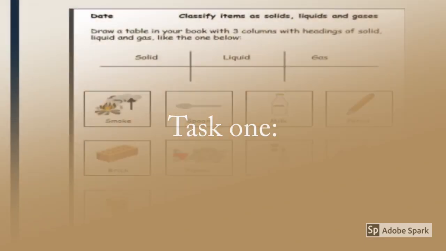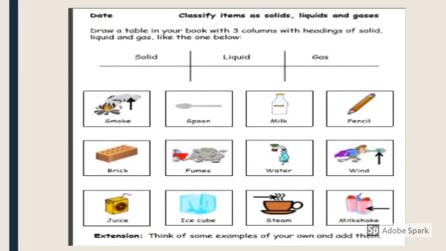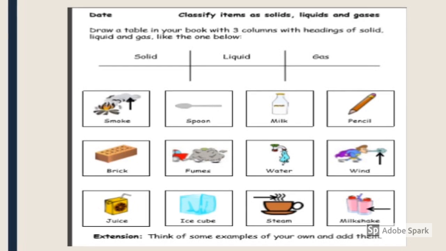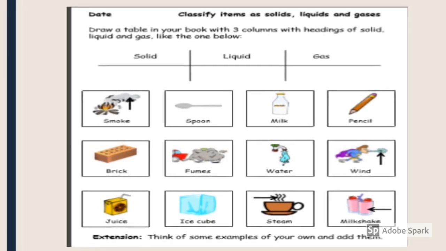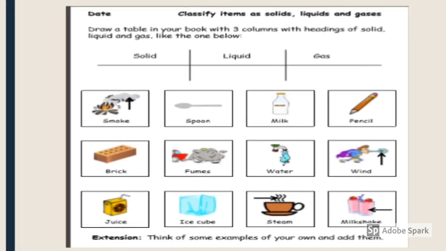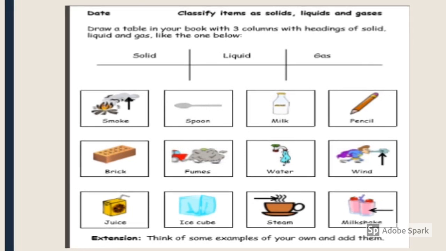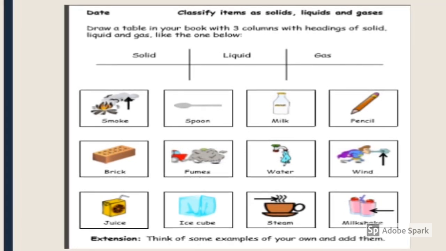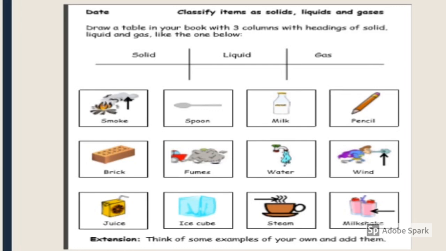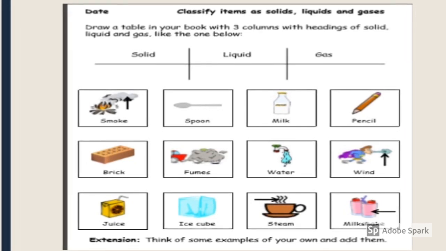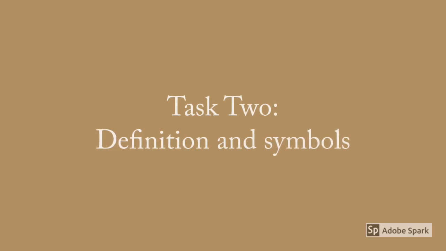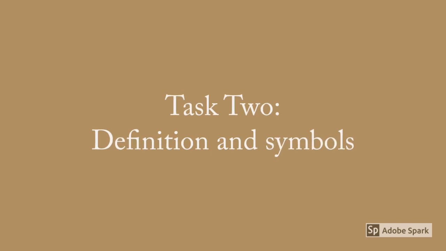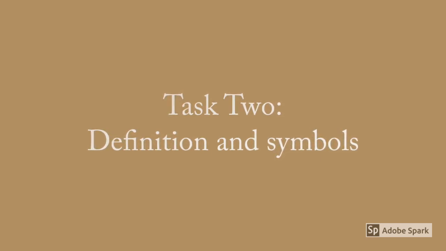Task 1. Draw a table in your book or on a piece of paper with 3 columns with the headings solid, liquid, and gas, like the one below. Using the pictures, see if you can put them into the correct section of the table. An extension. Think of some examples of your own and add them to this. Task 2 is to add to your definitions from the keywords and put some symbols next to them to help you to remember them. Remember to write your definitions in your own words to help you to understand.